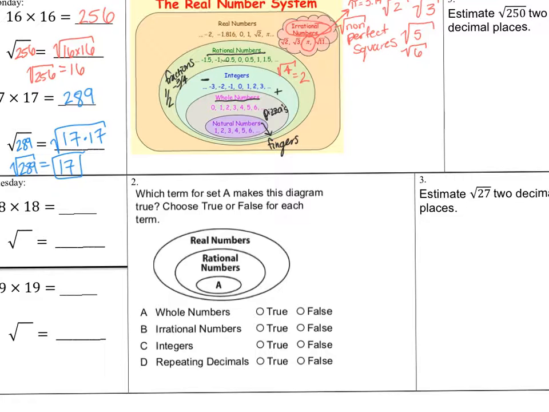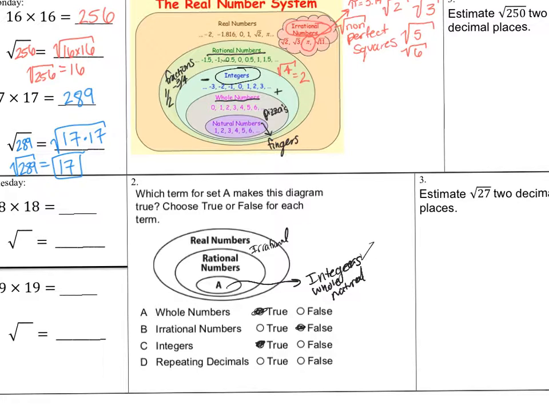So real numbers, as I said, are any numbers that include rational and irrational numbers, which you see in there. Now, rational numbers include, if you look up here, integers, whole numbers, and natural numbers. So A could be true. B is false. C is true because it's right here.